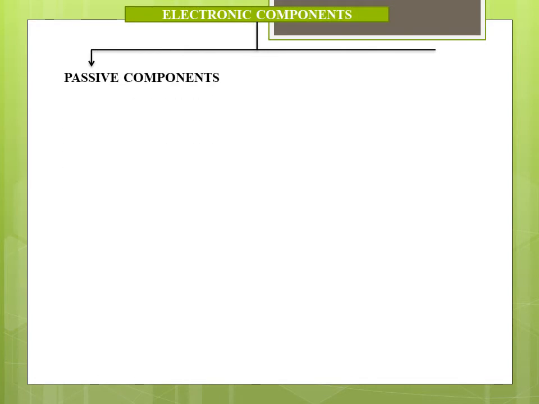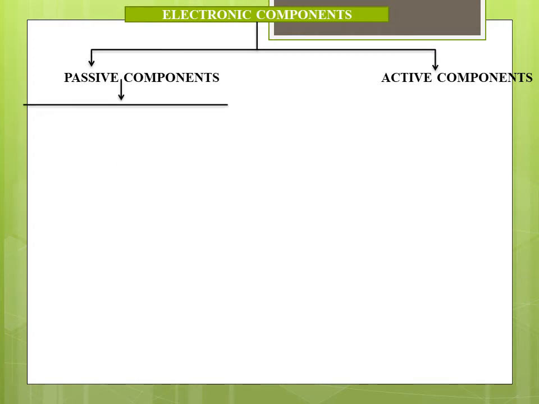Electronic components. So I have already defined what is an electronic component. It is classified into two parts. First comes the passive components, which don't perform amplification and rectification. Passive components help the active components to perform amplification and rectification. Secondly, we have the active components which perform amplification and rectification.